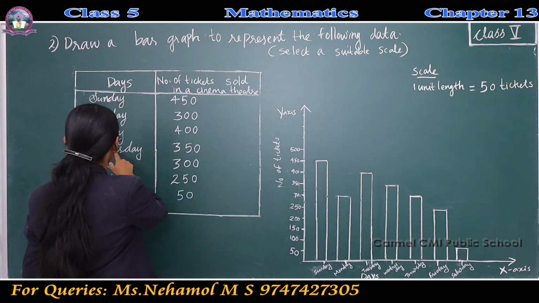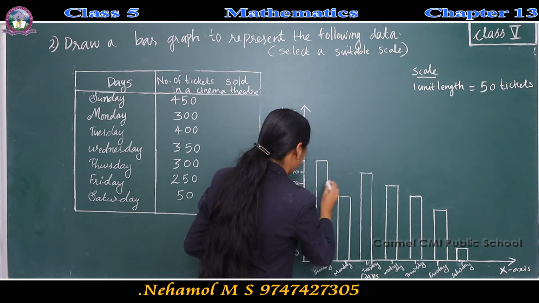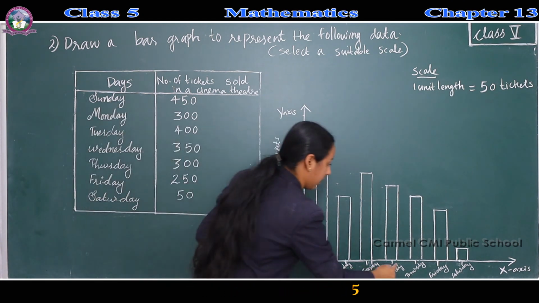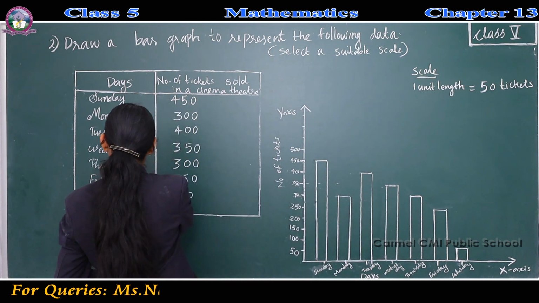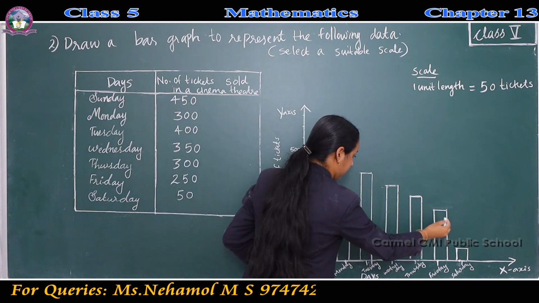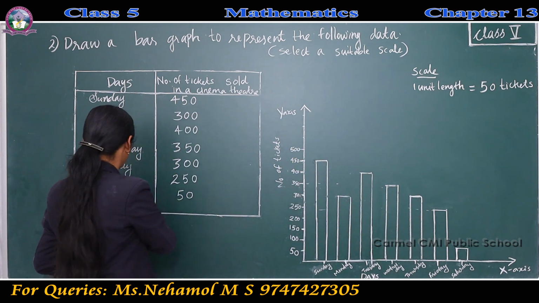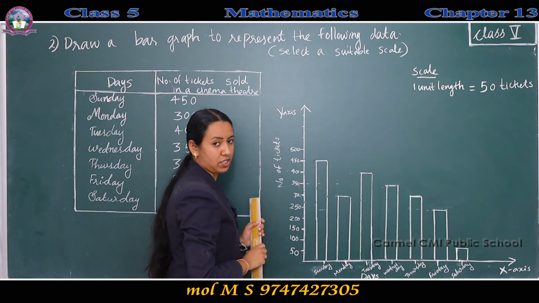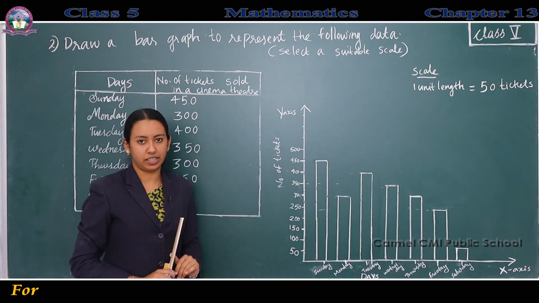Then next one, Wednesday 350. Then next one, Thursday 300. Then next one, Friday 250. Friday, this bar is again 250. Then last one, Saturday 50. So this way we can represent the given data in a bar graph.